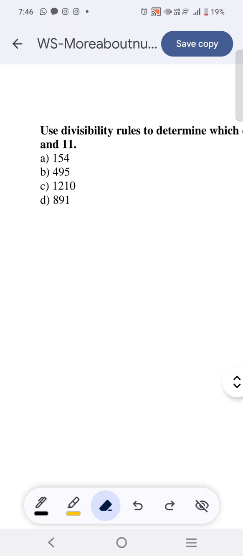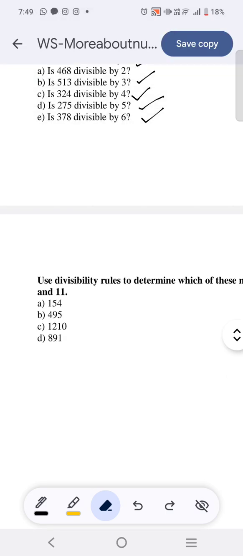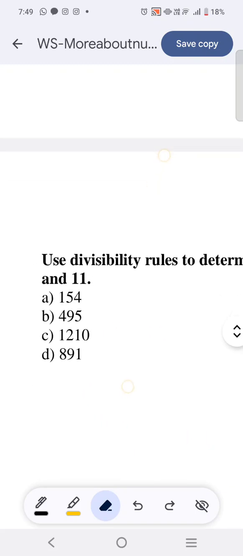Now when you go back to the worksheet, let's see if it's divisible. Let's make it like a checklist here. For 7, then 8, then 9. Wait, I'll just make this checklist while you guys process the answers that we did just now. Okay, so now first we'll check 154, is it divisible by 7.